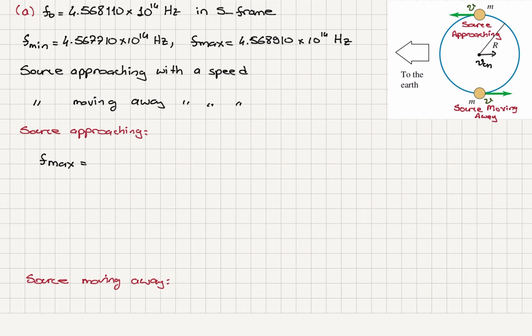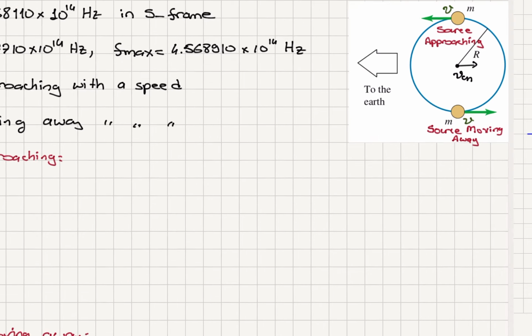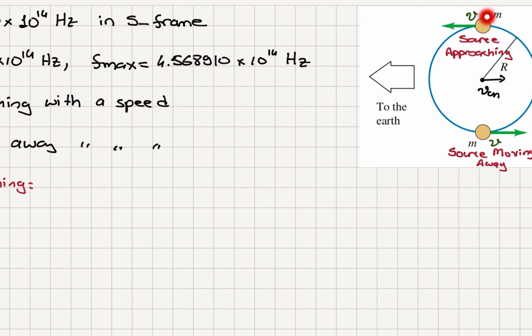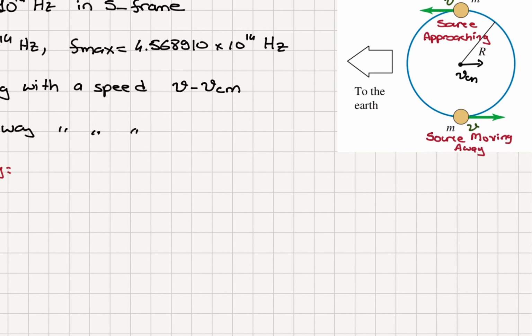Now, we see that the source of the light is approaching the observer for the top star. And with what speed is it approaching? It is its tangential speed v minus the speed of the center of mass. And it's moving away from the observer for the bottom star, with tangential speed v plus the speed of the center of mass, v plus v center of mass.